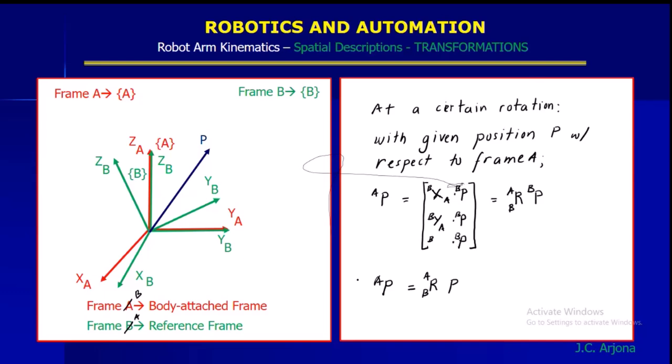So this is how to determine the final position of a certain point which is with respect to B. Again, the point P in question is relative to B. Multiply that with the rotation, and you will get the final position with respect to frame A. So this is the formula for that.